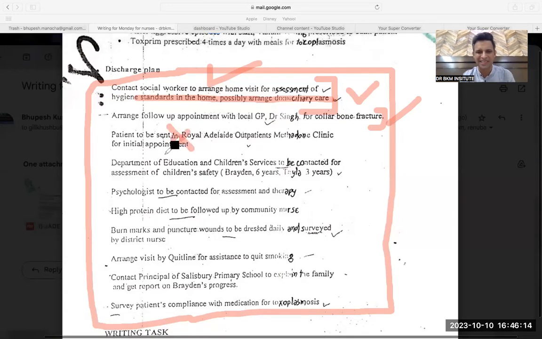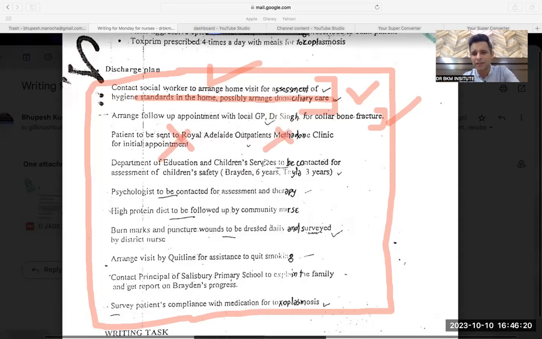This you can miss out, not a problem. You can easily miss out this point, it doesn't talk about anything. Department of Education and Children's Services to be contacted for the assessment of children's safety. So this is an important point, that she is having 2 kids which were removed in the past. So that means she is unable to take care of the kids. So it is very important that you arrange Department of Education and Children's Services so that the children's safety can be maintained. Psychologist to be contacted because she is not psychologically well.